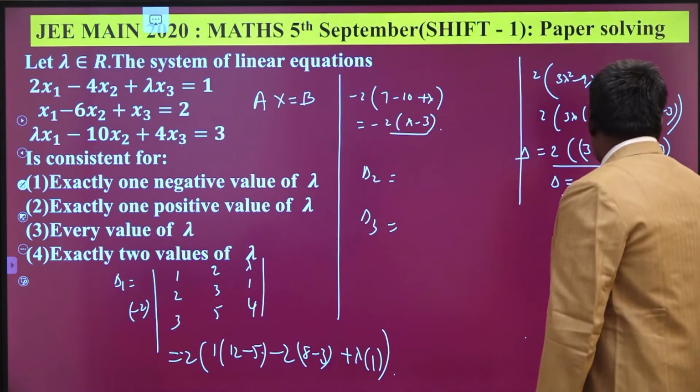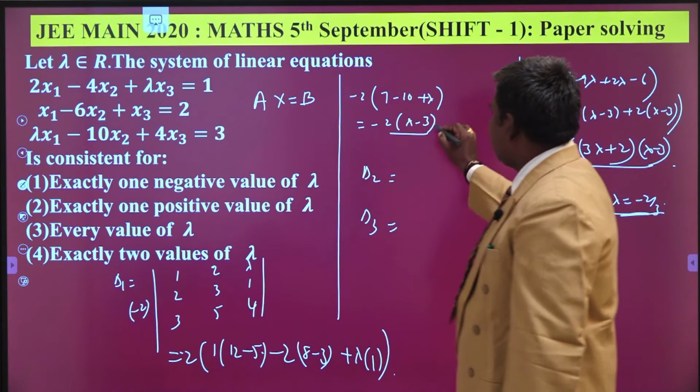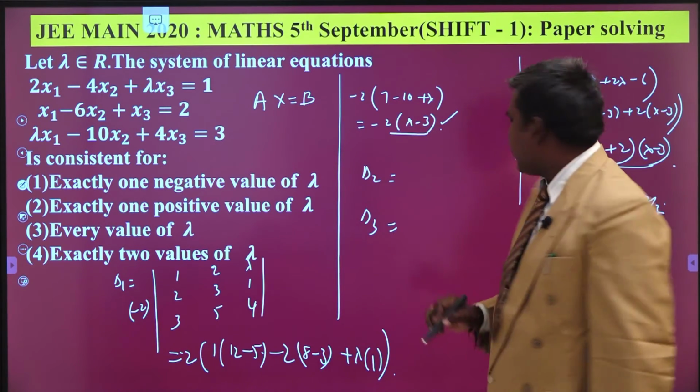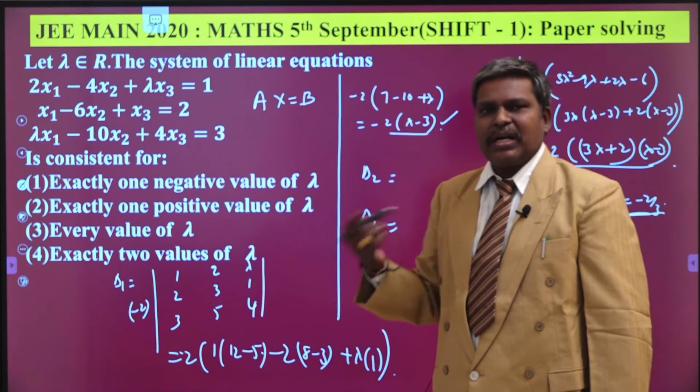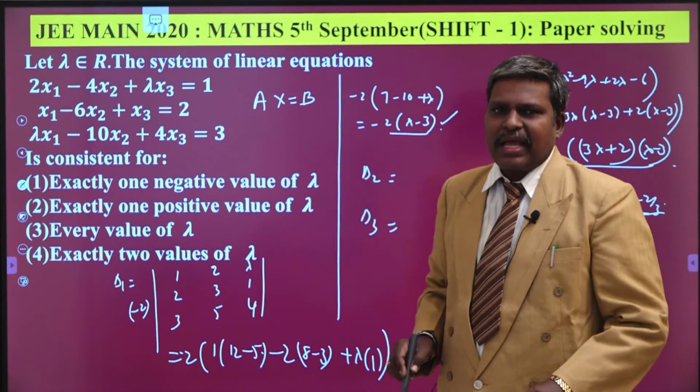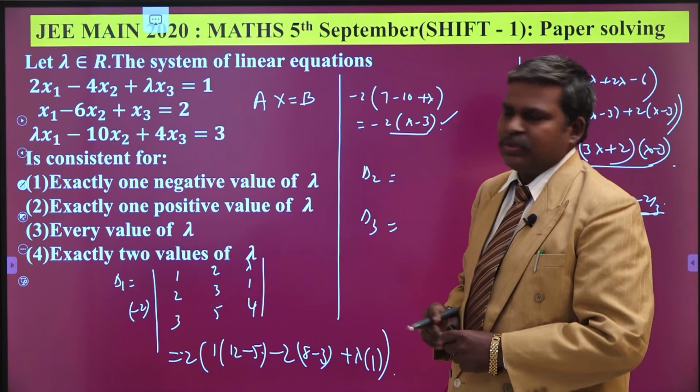For lambda equal to minus 2 by 3, delta doesn't become 0. For lambda equal to minus 2 by 3, delta is not 0, and delta 1, delta 2, delta 3 are not equal to 0. At that time, we have no solution to this system.